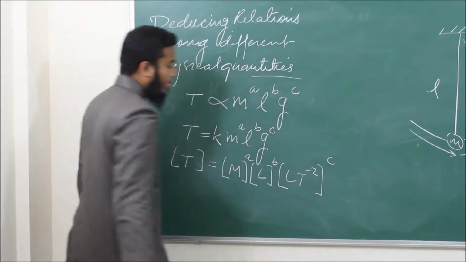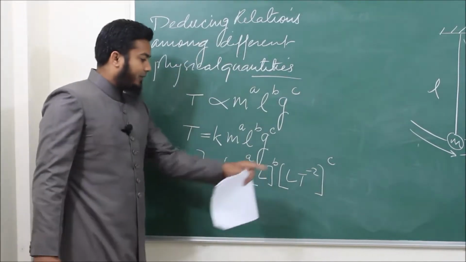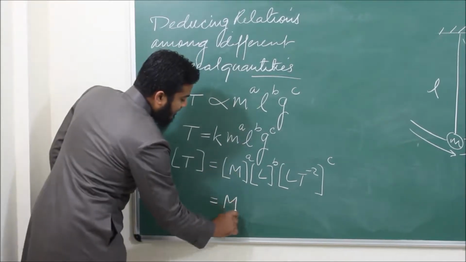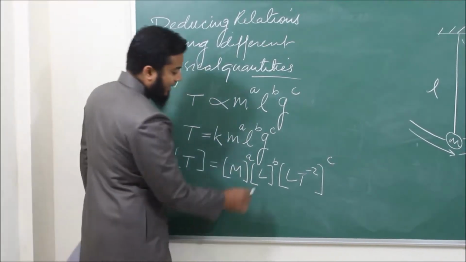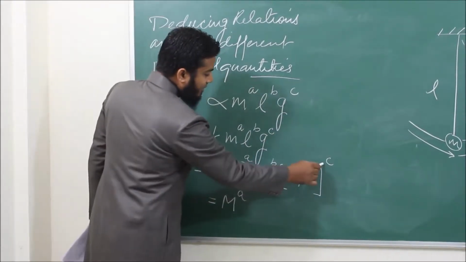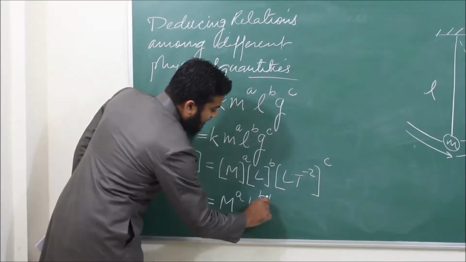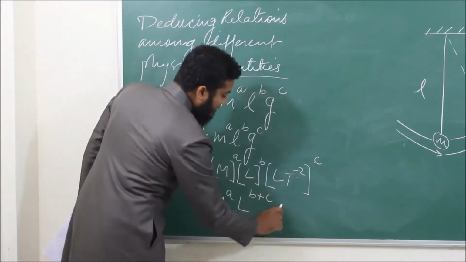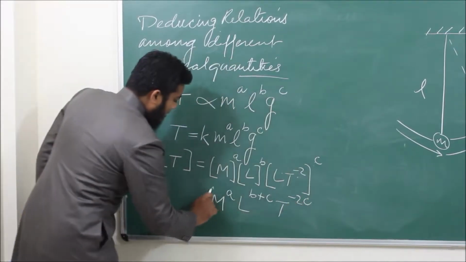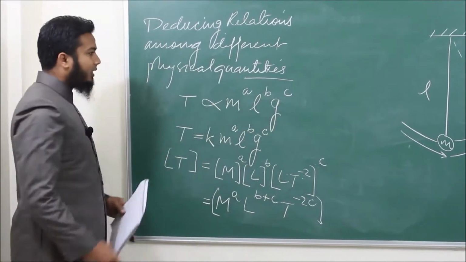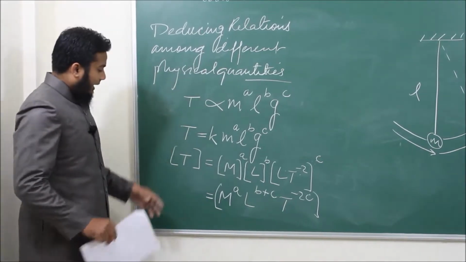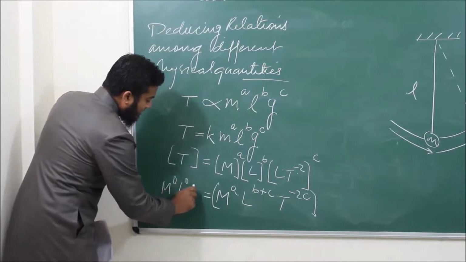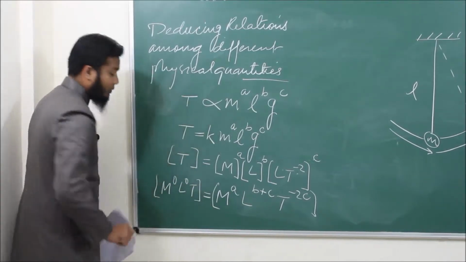the power c. Now collect the powers of different quantities. So m appears only here, so m raised to the power a, and L has power b here and c here, so the total power of L becomes b plus c, and t appears only here, so it has total power minus 2c. Okay, so now it looks like this. And on the left hand side there is no mass and length, so for that we can write m0, L0 and t raised to the power 1.